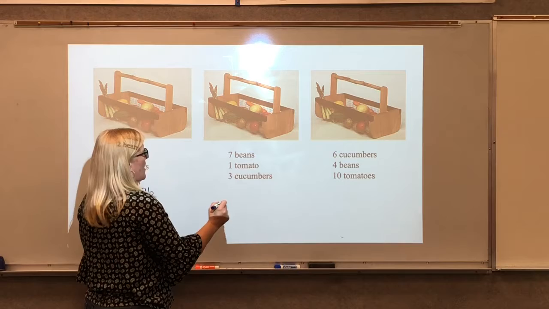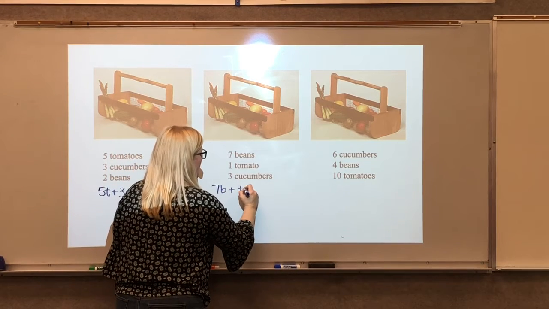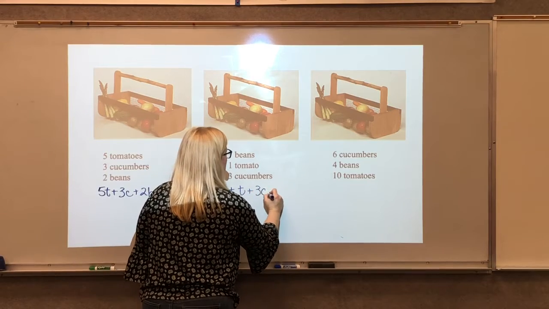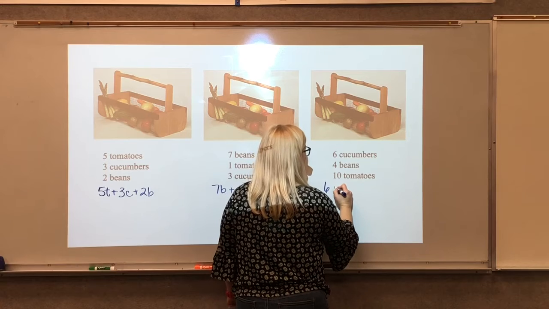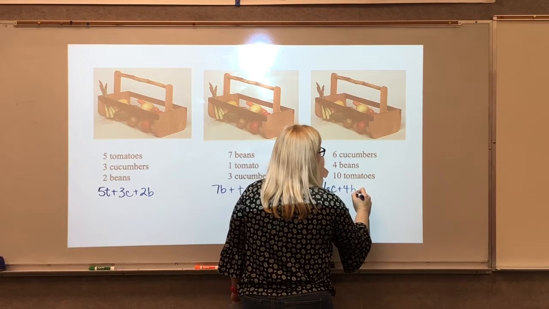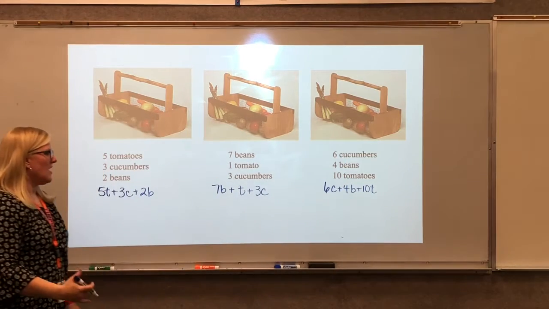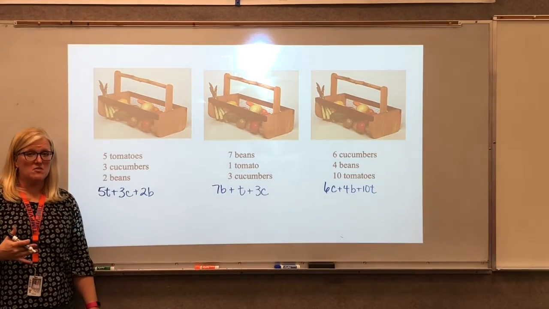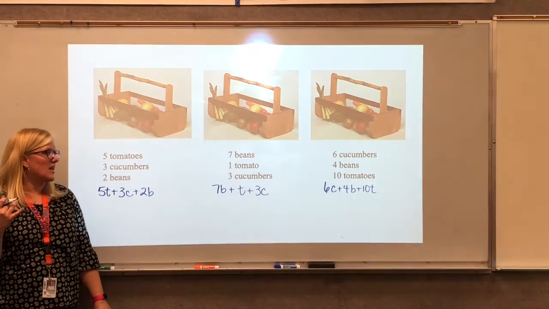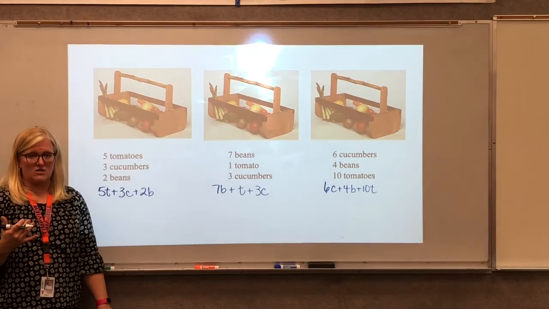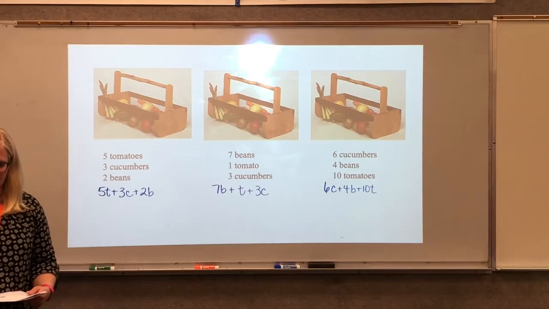And I send Abby out, and she has 7 beans and 1 tomato and 3 cucumbers. And Lily comes back with 6 cucumbers and 4 beans and 10 tomatoes. That's great and everything, but I want to know how many tomatoes I have altogether, how many cucumbers I have altogether, and how many beans I have altogether. So this is when I combine like terms.